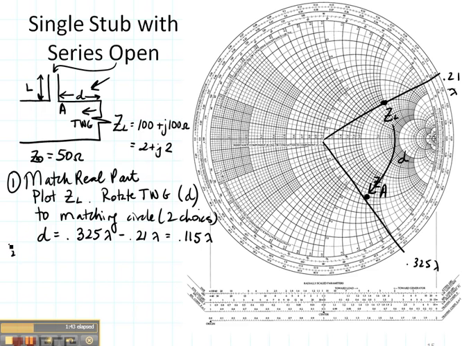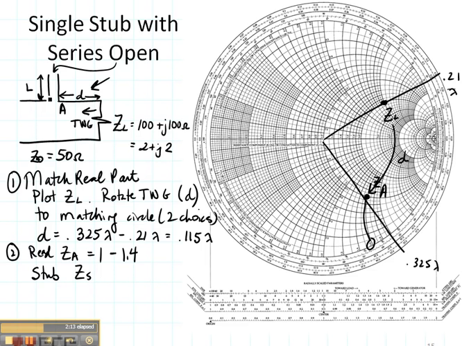The second thing that I'm going to do is read my ZA. And in this case, I don't need to denormalize it. I'm just going to read the normalized value. The real part is 1. It has to be 1 because we just matched the real part. The imaginary part is negative because it's on the bottom. Follow my negative line right here. It's negative 1.4.